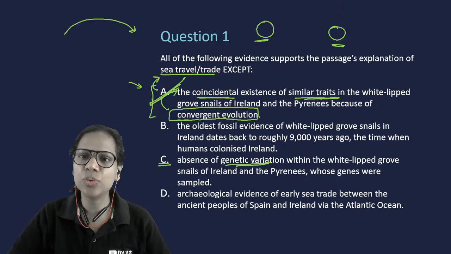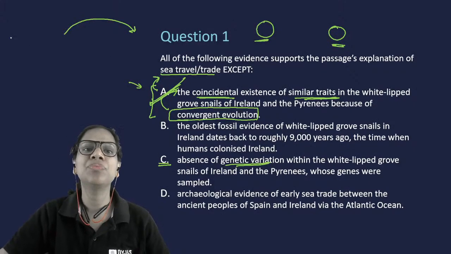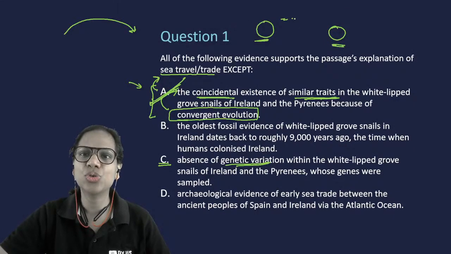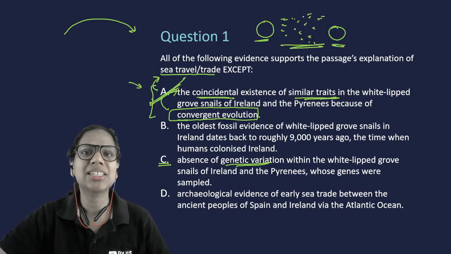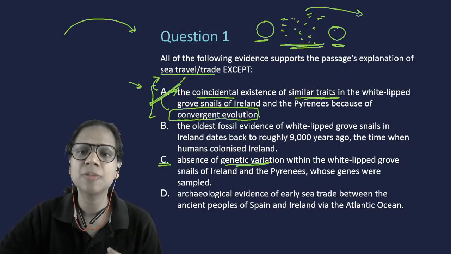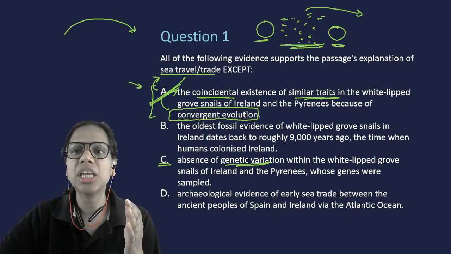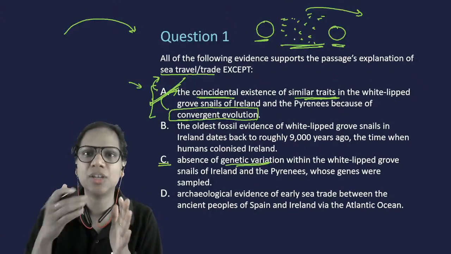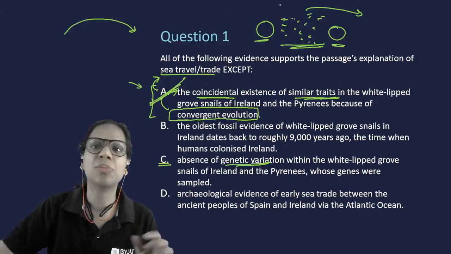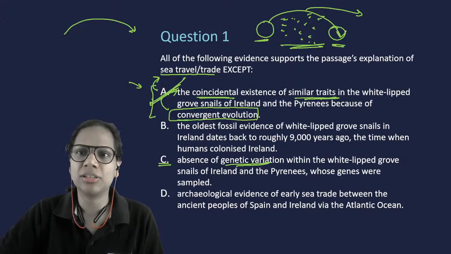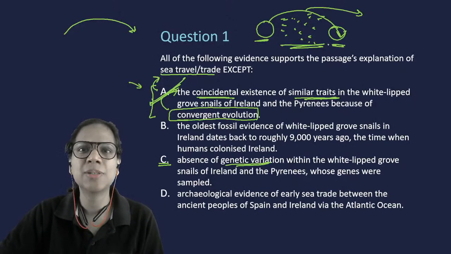Absence of genetic variation shows that they traveled all together. Had they gradually spread from one place to the other, this process would take time. Our passage tells us that this process takes thousands of years, and in those thousands of years some of their genes must have varied, evolution must have happened, right? But that is not the case. So that means that they traveled all together. It's not that they gradually spread.